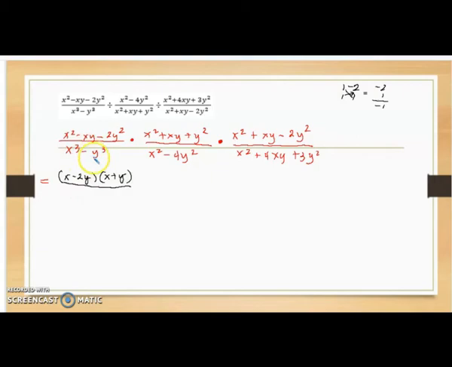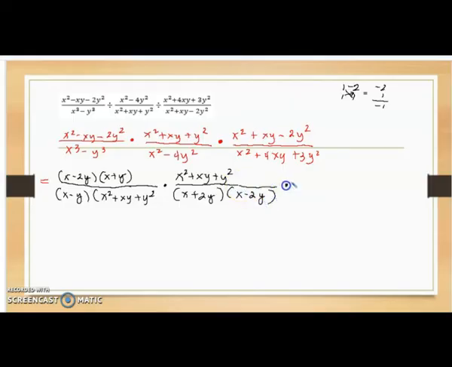Okay, then x cubed minus y cubed is a difference of 2 cubes. So the factors are (x minus y) times the quantity of (x squared plus xy plus y squared). Then x squared plus xy plus y squared is already prime, so just copy x squared plus xy plus y squared. Then over factors of x squared minus 4y squared. This one is a difference of 2 squares. So the factors are (x plus 2y) times the quantity of (x minus 2y), okay, times factors of x squared plus xy minus 2y squared.